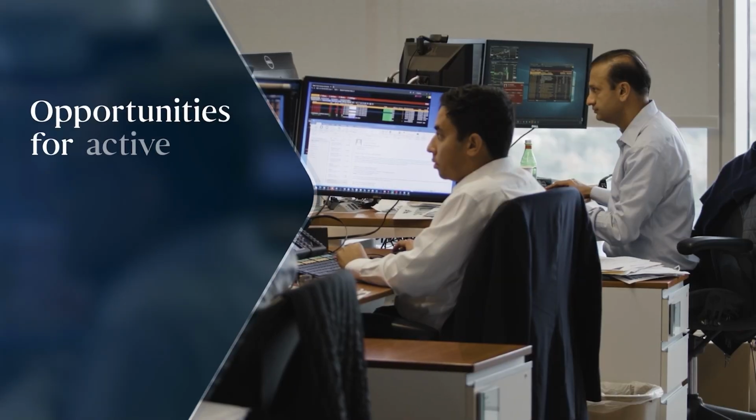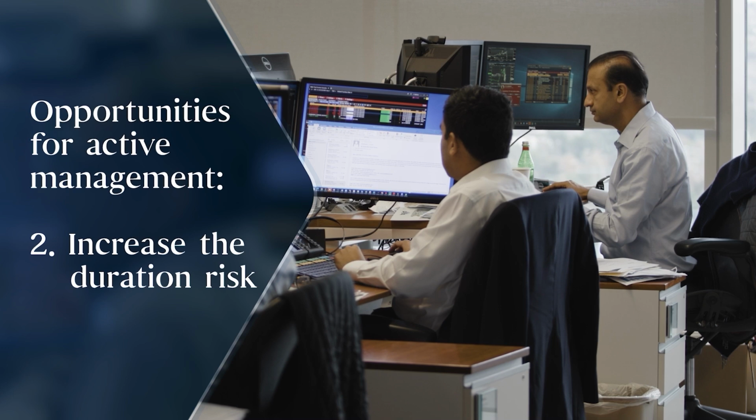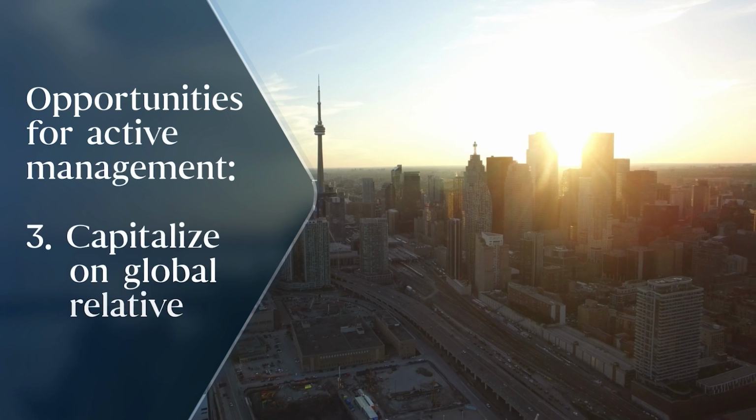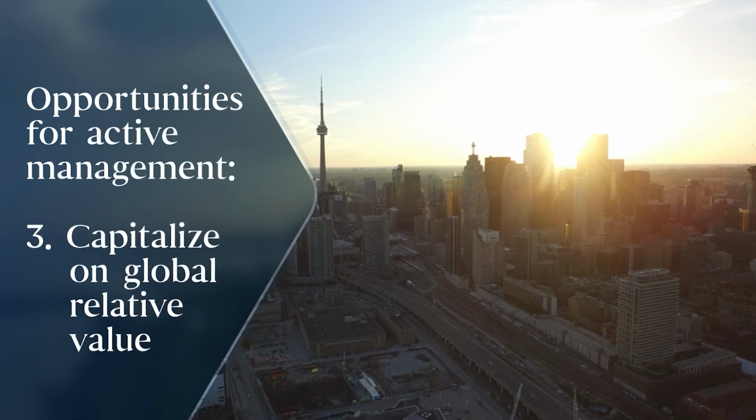More recently, what we have seen is a pretty significant repricing in the US interest rates. Following that repricing, we have meaningfully increased the duration risk in the portfolio. We have gone from about half a year underweight 6 months ago to now almost 0.75 years overweight on the duration space.